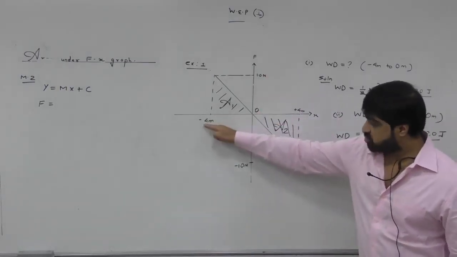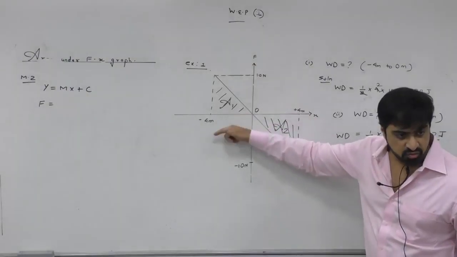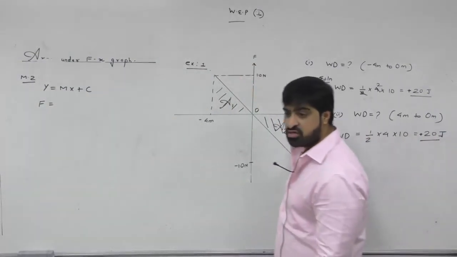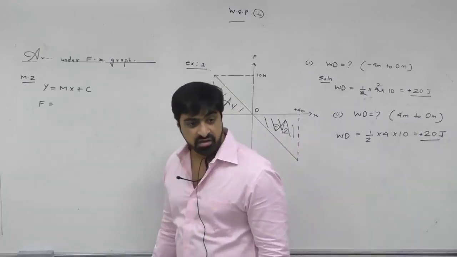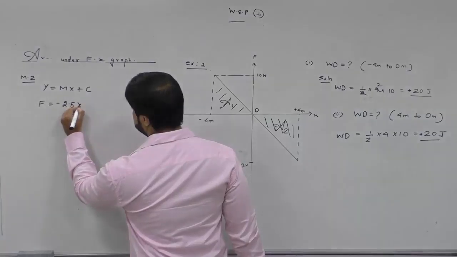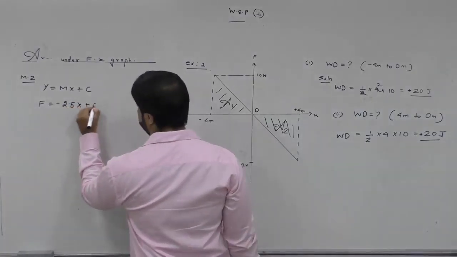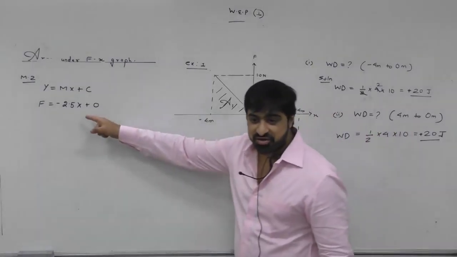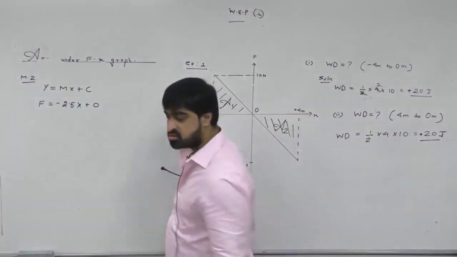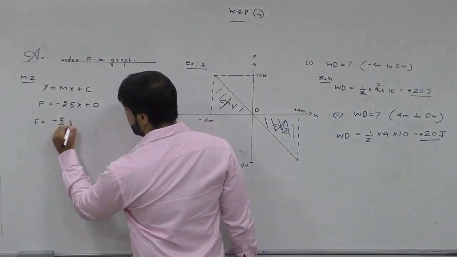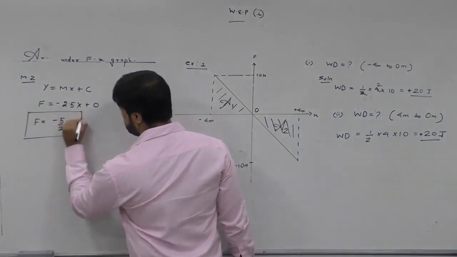y2 minus y1 upon x2 minus x1, that is 10 by 4. But the slope is minus, no? It's going down, so the slope will become negative. 10 by 4 is 2.5, so I can say this is minus 2.5x, and it is passing through the origin, so the intercept will become 0. You can see I have converted it as a function of x. So f will become minus 5 by 2 x. This is my function.